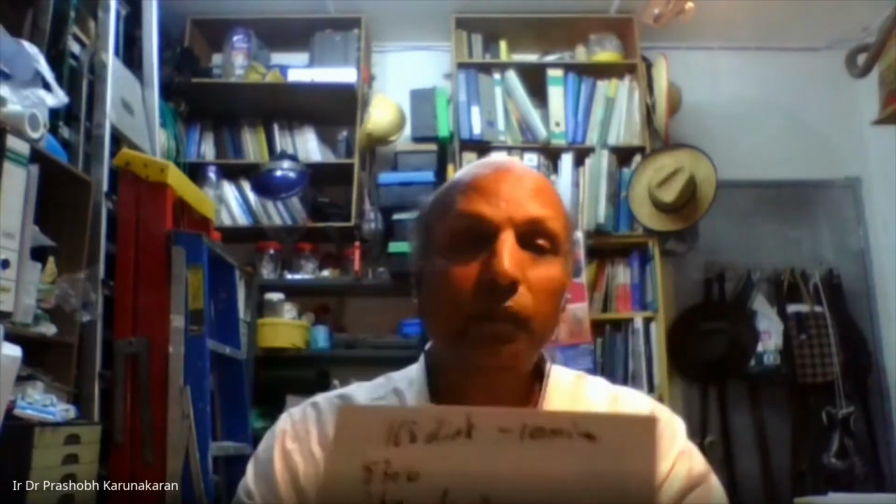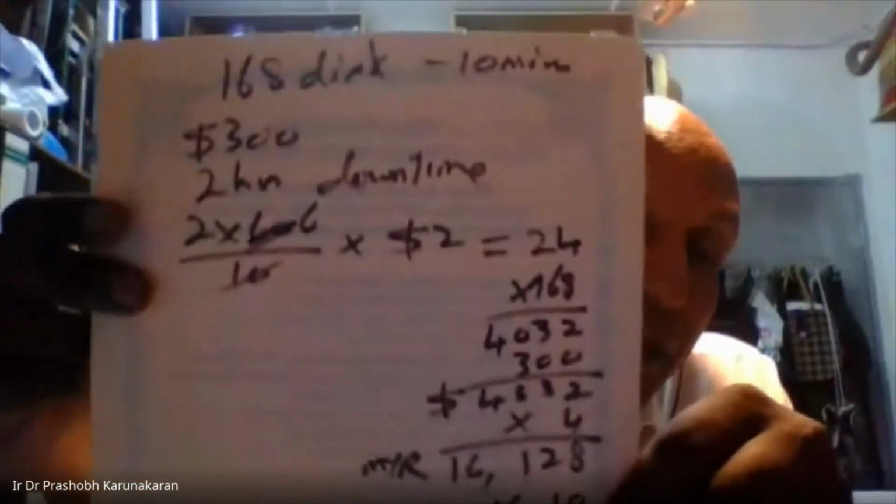Okay. Let me check the calculation. 10 minutes, 2 hours of downtime: 2 hours times 60, divide by 10. 24. $24 times 168 plus 300, times 4 in terms of ringgit, times 10. Yeah, correct. Okay, so you must show this calculation for your exam.